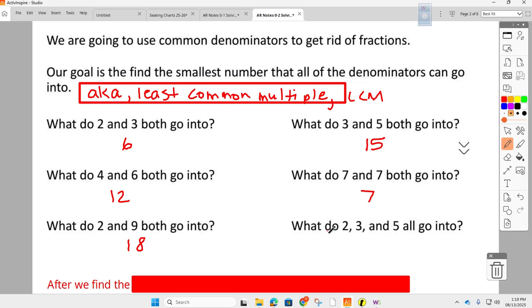And what if we had 3 fractions or 3 numbers? What's the smallest number that 2, 3, and 5 are all a factor of? 30. 30 is right. 2 is not a factor of 15, right? So you were on the right track. You would eventually have gotten there. But 30 is the smallest number that they're all a factor of. If you count by 2, by 3, and by 5, the first number that you get to that they all have in common will be 30.